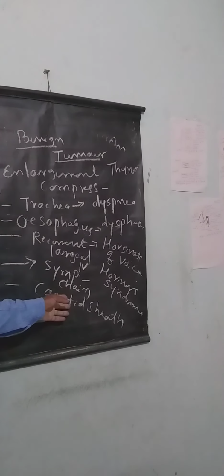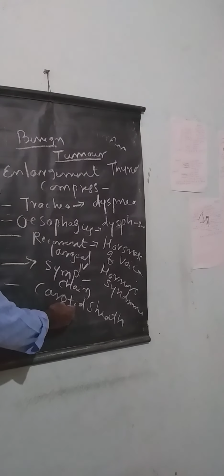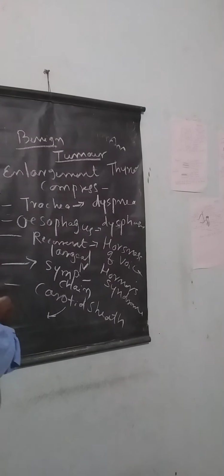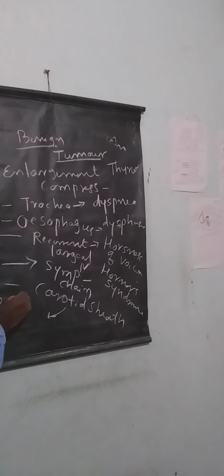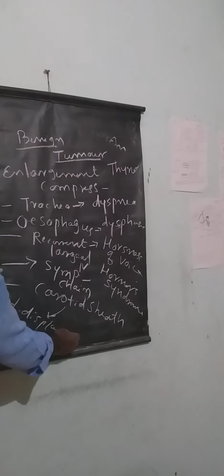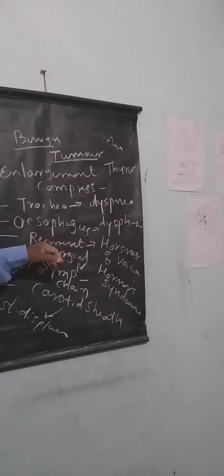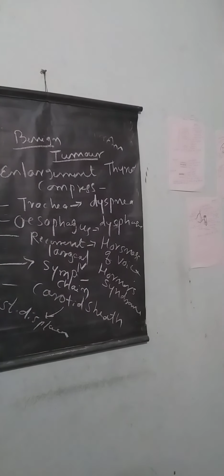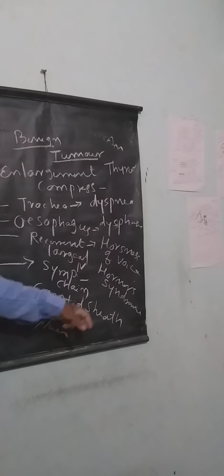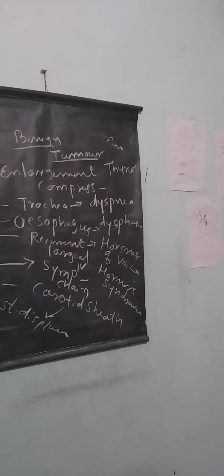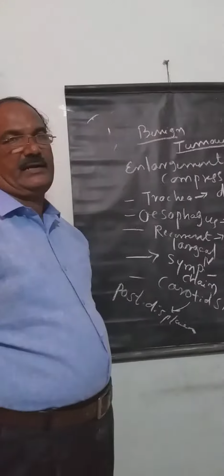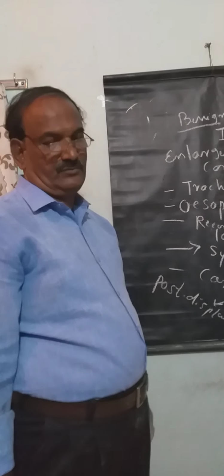And if the carotid sheath is compressed, there is a posterior displacement of the carotid artery. I repeat here: trachea is compressed, dyspnea. Esophagus is compressed, dysphagia. Recurrent laryngeal is compressed, hoarseness of voice. Sympathetic chain is compressed, leads to Horner syndrome. The carotid sheath is compressed, posterior displacement of the common carotid artery and the internal jugular vein.